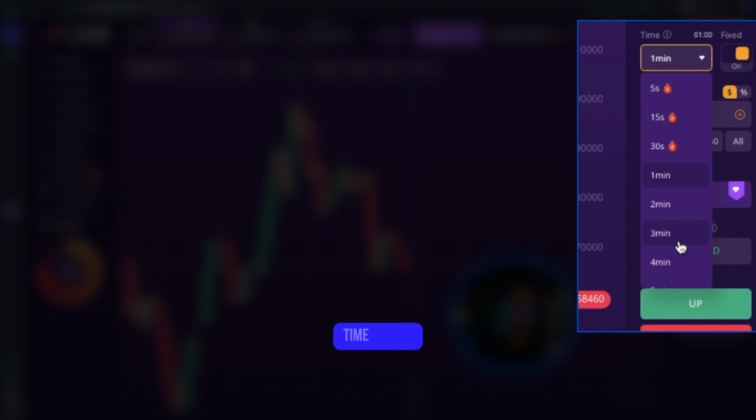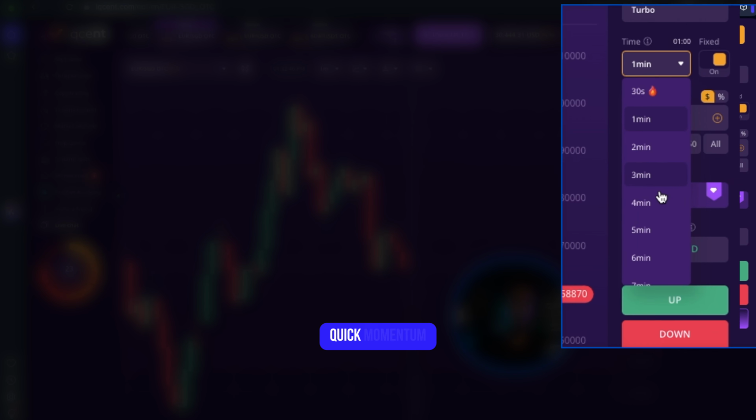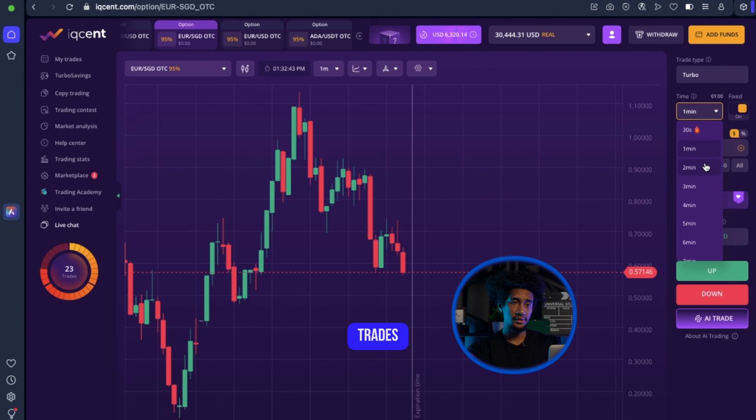Your expiration time should match your strategy. If you're using candle analysis and trading quick momentum, go with 1 minute trades. If you're aiming for smoother movements, choose 3 to 5 minutes. The main thing is your chart time frames should match your strategy logic.